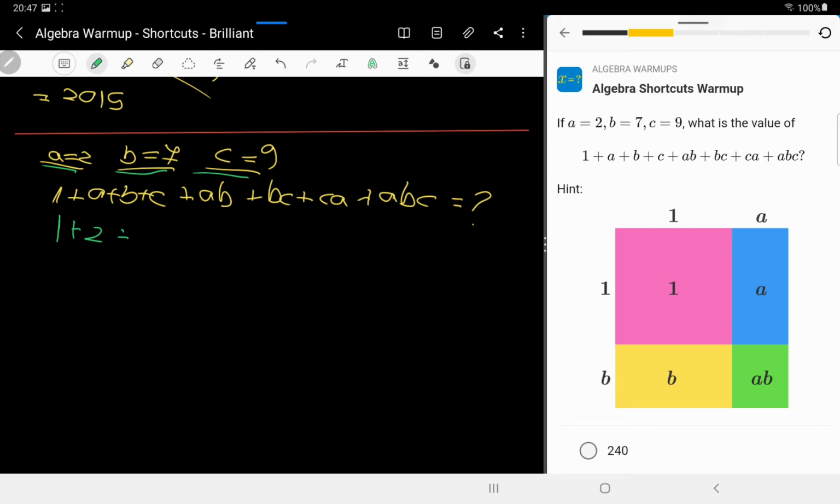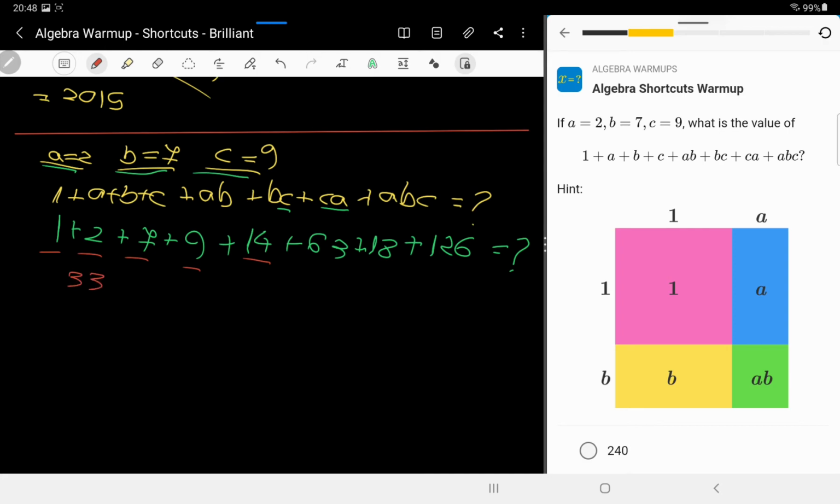So it would be 1 plus 2 plus 7 plus 9 plus ab, 14, plus bc, 63, plus ca, 18, plus abc, 63 times 2 equals 126. This is going to be equal to question mark. Let me actually change the color here to make it look nicer. So we have 1 plus 2, 3, plus 7, 10, plus 9, 19, plus 14, 33, all the way up to here, plus 63 plus 18 plus 126.